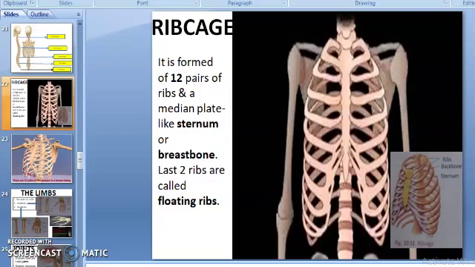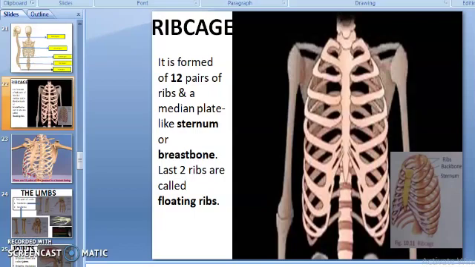Then the human skeletal system, we have discussed that it consists of 206 bones. In infants, there are 300 bones, but there are 206 bones in an adult. And there are four main parts of the human skeletal system, namely skull, vertebral column, rib cage, and limbs.